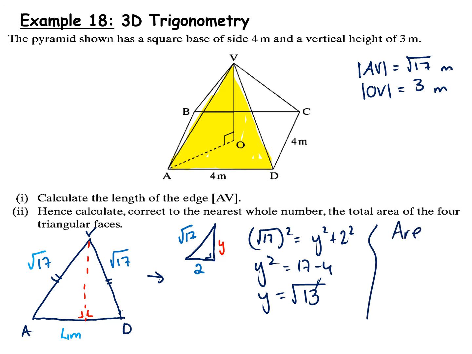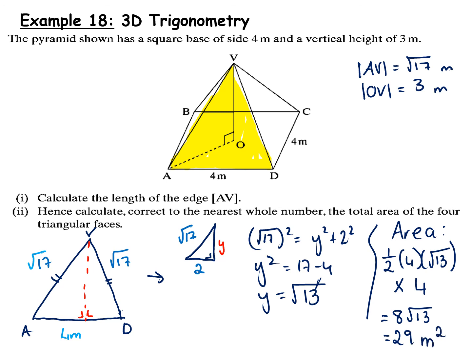Then to work out the area, it's going to be half the base by the perpendicular height. Because that's the area of one triangle, and I want the total area of the 4 triangular faces, I'm going to multiply that by 4. So 2 by 4 gives us 8 root 13. I want it correct to the nearest whole number. That works out to 28.84, which is 29 meters squared.